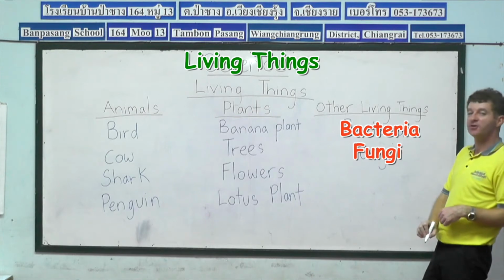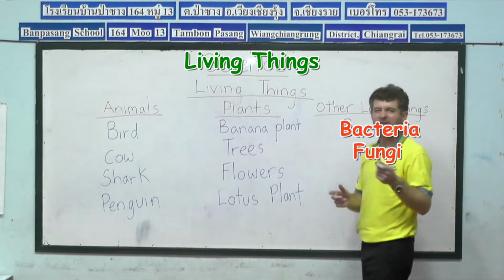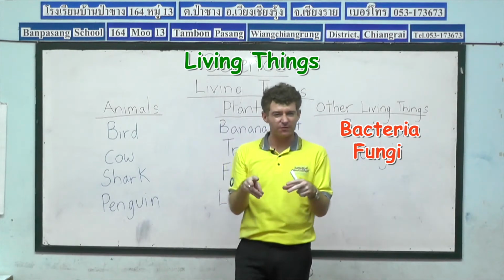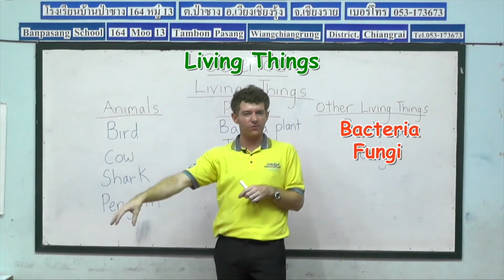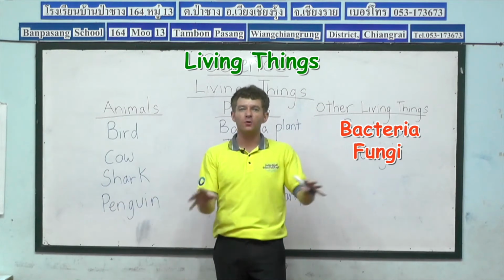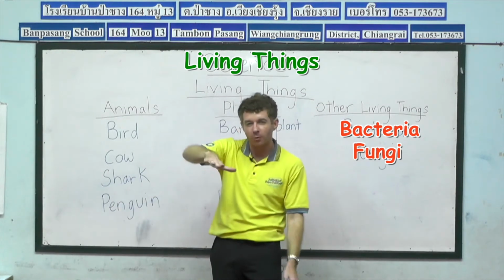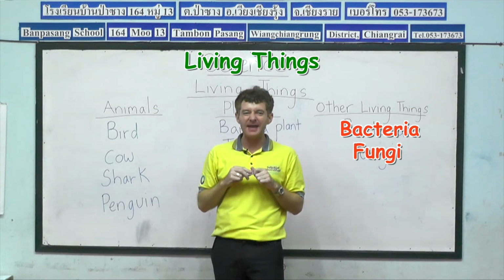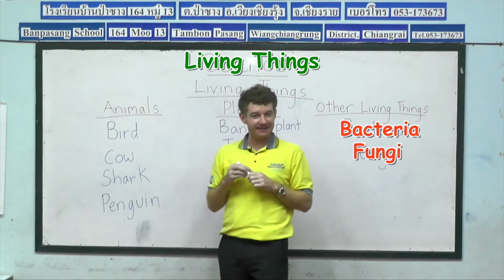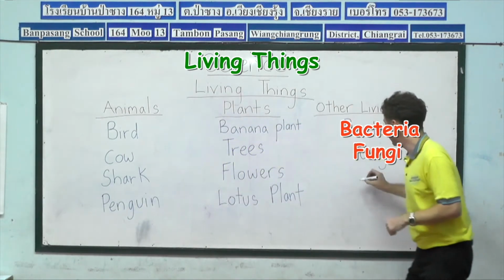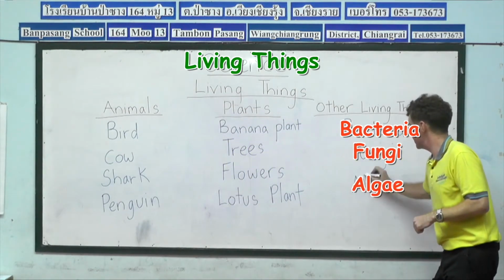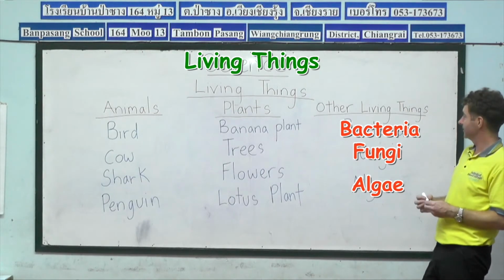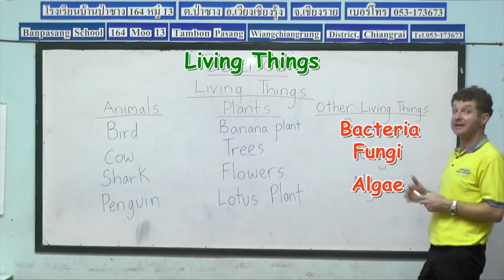F-U-N-G-I. Fungi. And then the other example we learned about, remember the green, slimy stuff that we sometimes find on water. If you go to the pond or the lake, sometimes on the top of the water you will see green, slimy stuff. Begins with A. Algae. Algae, yes. A-L-G-A-E. So there's examples of some other living things.